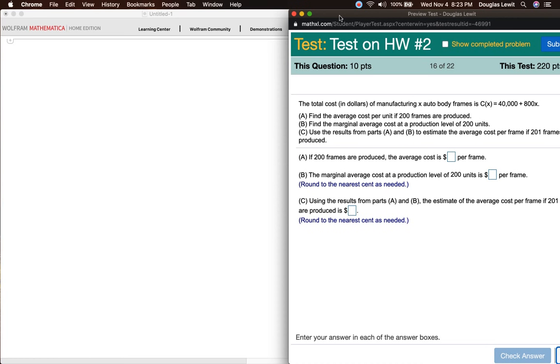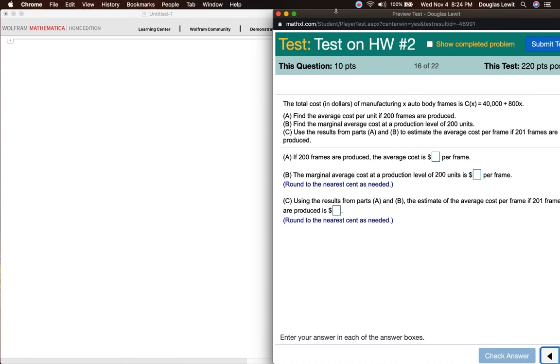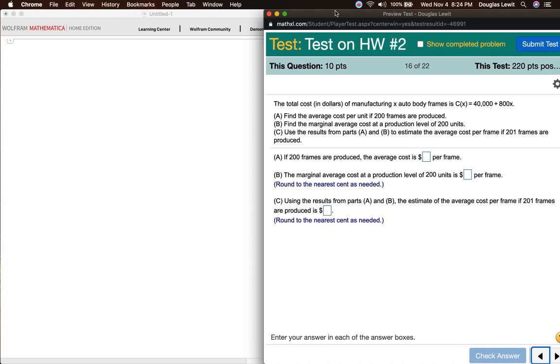The total cost in dollars of manufacturing x auto body frames is C of x equals 40,000 plus 800x. Part A, find the average cost per unit if 200 frames are produced. Part B, find the marginal average cost at a production level of 200 units. Use the results from parts A and B to estimate the average cost per frame if 201 frames are produced.